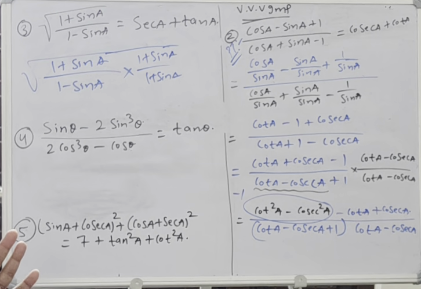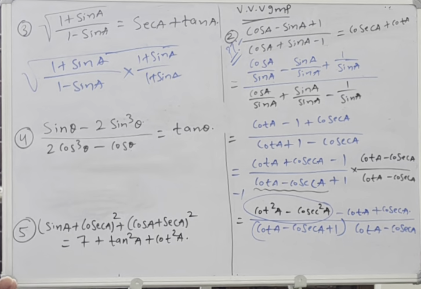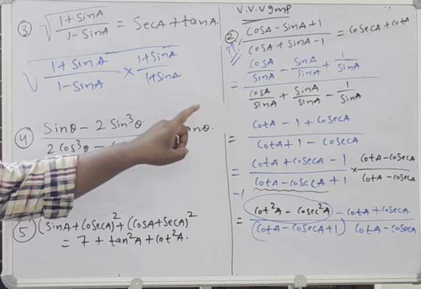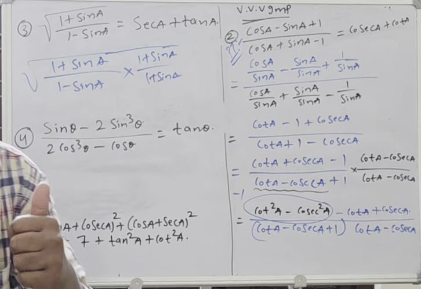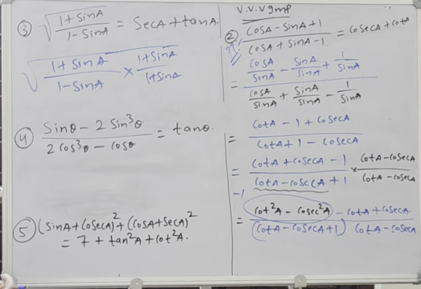Now this also, sir, how to do? Take out sin theta common: 1 minus 2 sin square theta. Take out cos theta common: 2 cos square theta minus 1. So sin theta by cos theta, and the numerator and denominator will cancel. Why will it cancel? Solve it, you will understand, and tell why and comment your solution in the comment section.